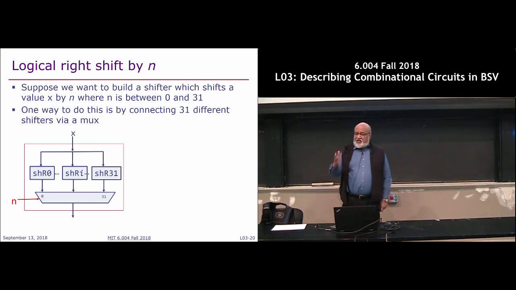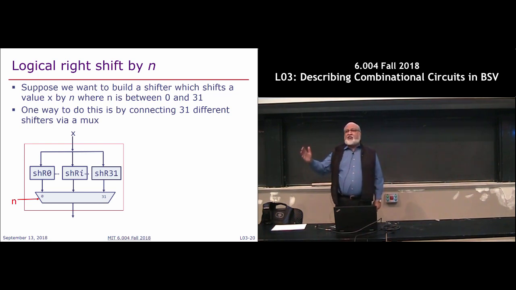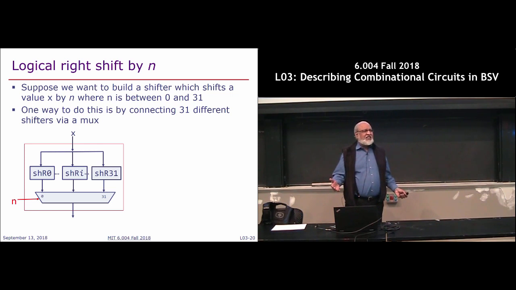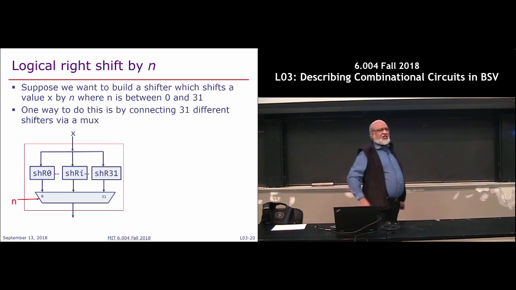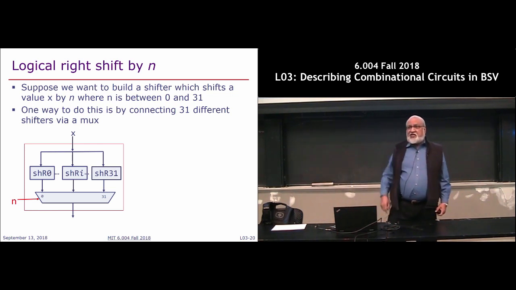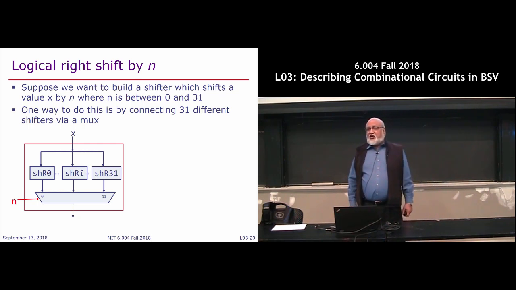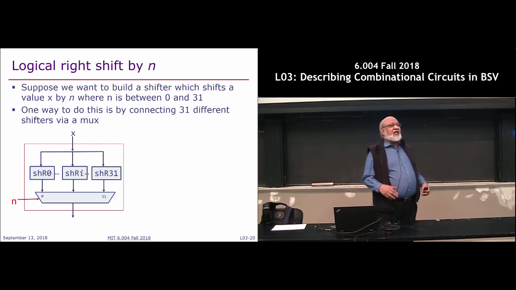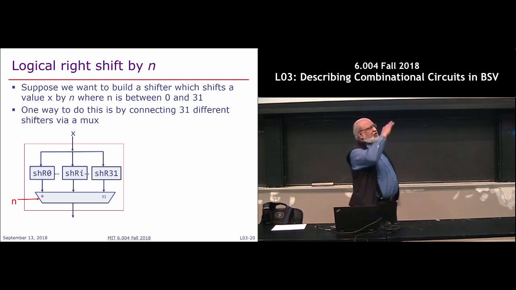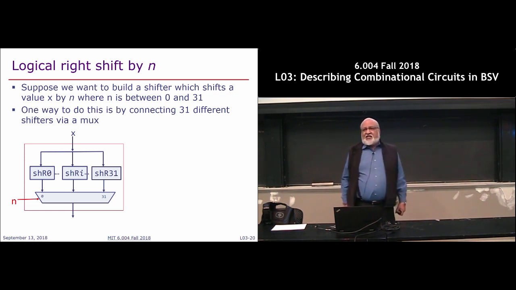You can build something that shifts by 0, 1, 2, 3, 4, as many shifts as you want. You told me they're cheap. So I have all those shifters sitting over there, which are just wiring diagrams. No hardware, no gates are involved. And then I have a gigantic mux. So I feed the value of n. If n is 0, I take the first set of wires. If n is i, then I take the ith set of wires coming out of this, etc.